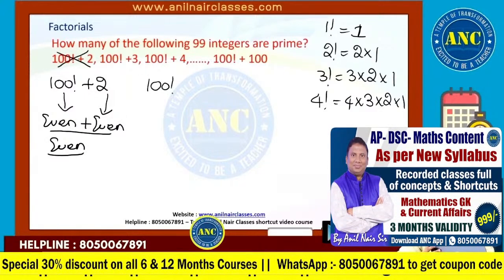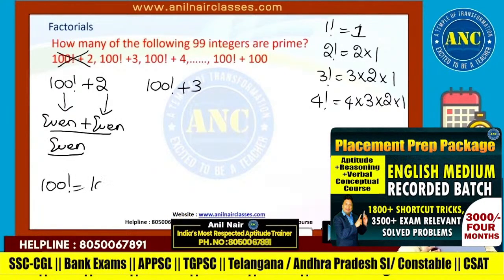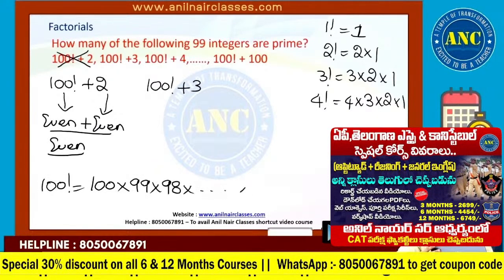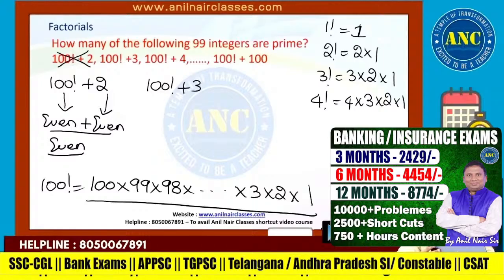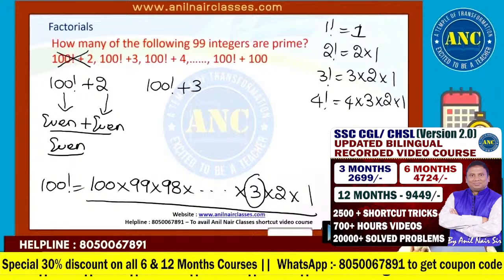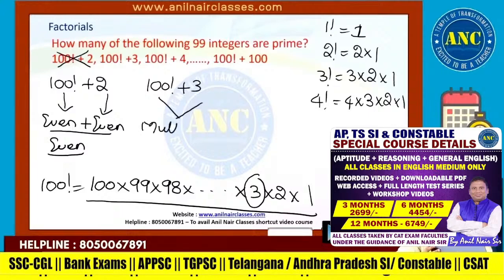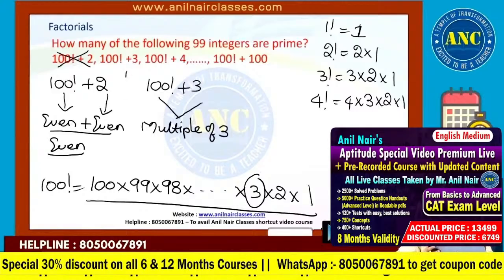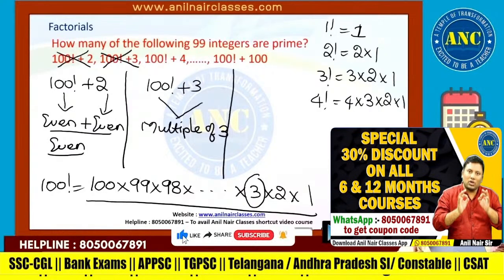100 factorial plus 3. 100 factorial is nothing but 100 into 99 into 98 and so on up to 3 into 2 into 1. If you observe, 100 factorial contains 3. Plus 3. 100 factorial is divisible by 3. 3 is divisible by 3. If I add two numbers which are divisible by 3, answer will be divisible by 3, or in other words, it is a multiple of 3. Any number which is a multiple of 3 will be a composite number, will never be a prime number.